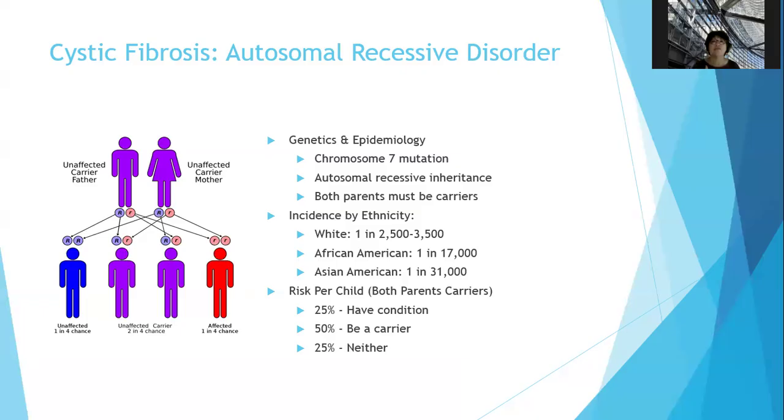So it's an autosomal recessive inheritance, meaning each pregnancy you have a 25% chance of having an affected child, 50% chance of carriers, and 25% chance of not affected by having both unaffected genes. So there's some incidence by ethnicity. It's clearly more common in white Caucasian people, but there is still occurrence in other ethnicities. And there's the statistical layout.